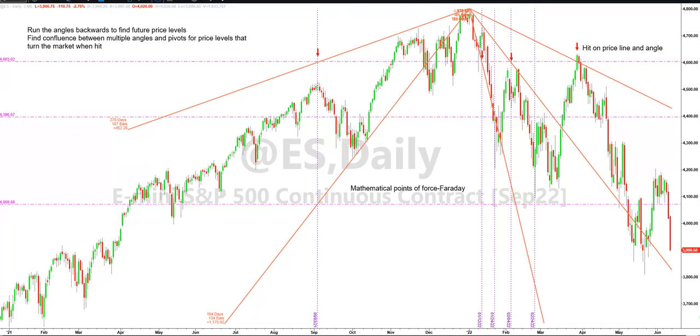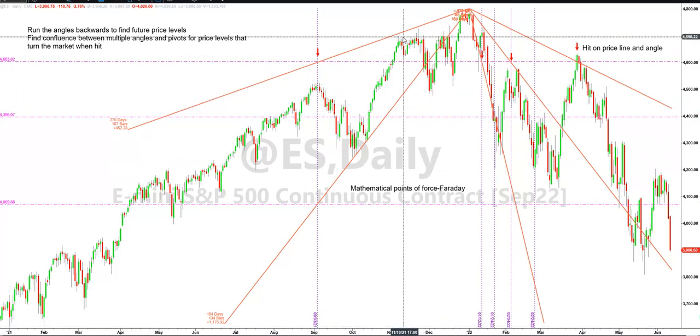future price level. So what I want to put in the video today is to find confluence between the multiple angles and then the associated pivots, and where you get confluence, you get price levels that will turn the market when hit. So I want to give you an example here of where 3 points come together.